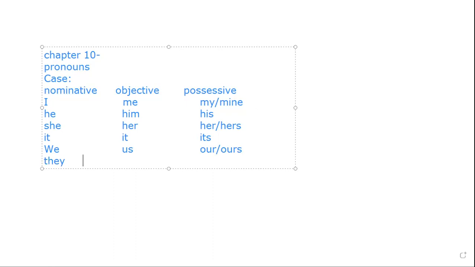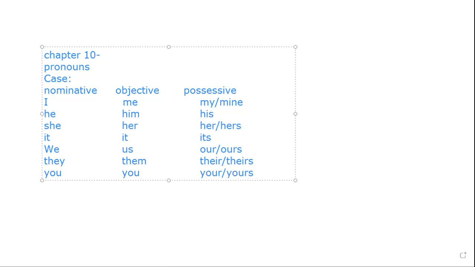We also have the next pronoun, which is they. It's going to be them. And to show ownership, we say their or theirs. And remember the spelling, their, not the other there when you're pointing at something. The next one is you. This stays the same, you, and your and yours.